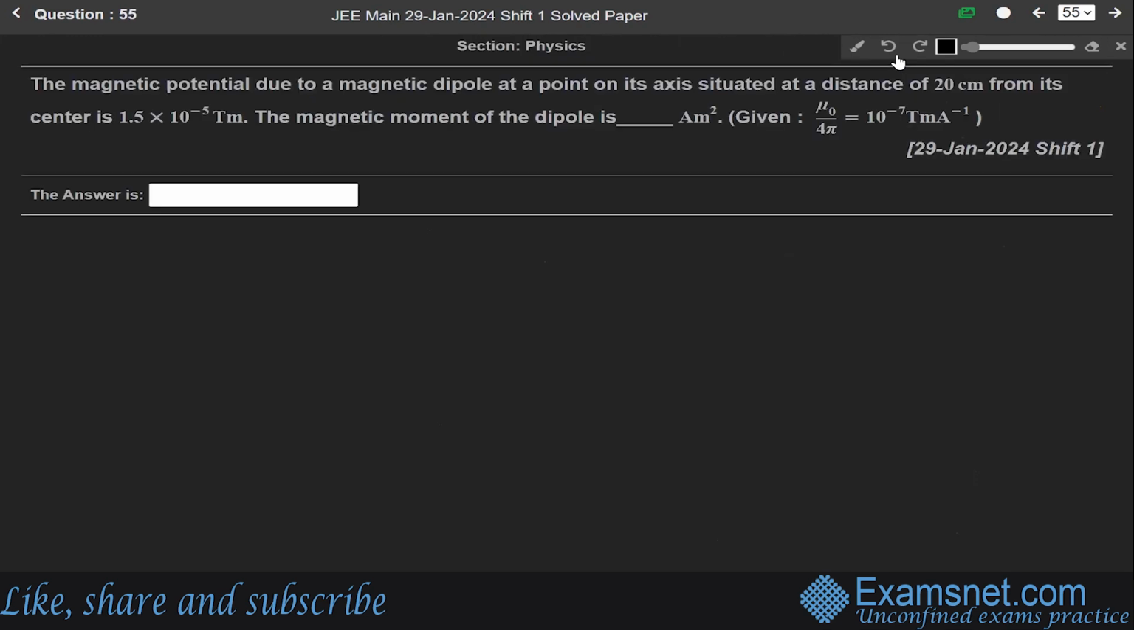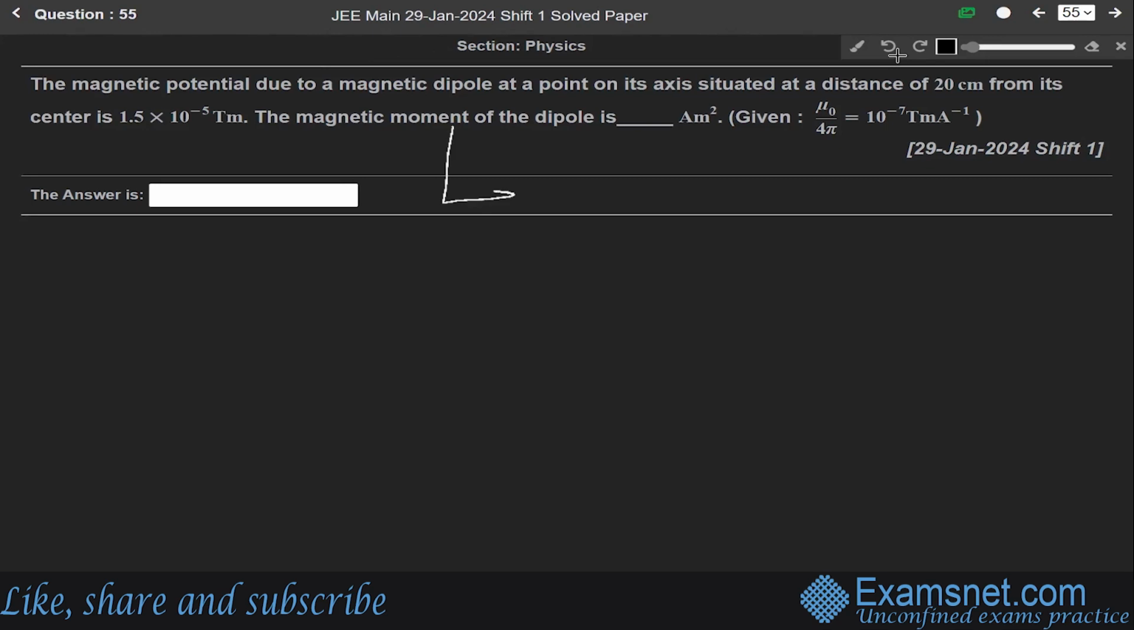Now, question number 55. This question says that the magnetic potential due to a magnetic dipole at a point on its axis, situated at a distance of 20 centimeter from its center, is 1.5 into 10 to the power minus 5 Tesla meter. We have to find the magnetic moment of the dipole.